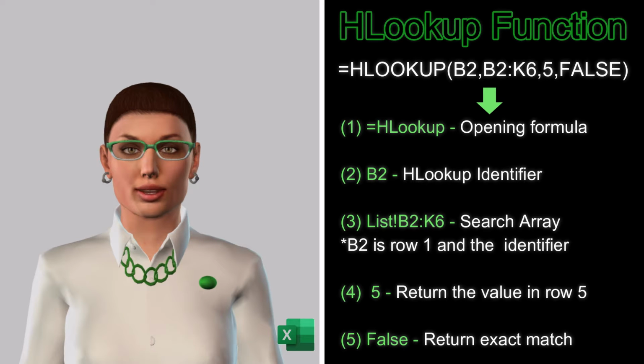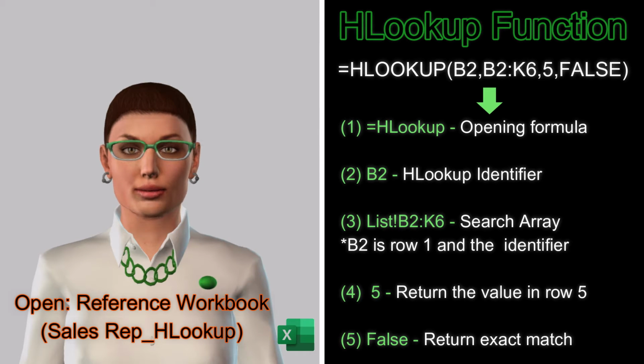Number 1 is HLOOKUP and the opening of our formula. Number 2 is B2 and our identifier. Number 3 is our array, with the identifier always being the first cell, which is B2 in this case. Number 4 references row 5. This tells Excel to go to row 5 and return the value related to our identifier. And number 5 tells Excel that we would like an exact match returned.